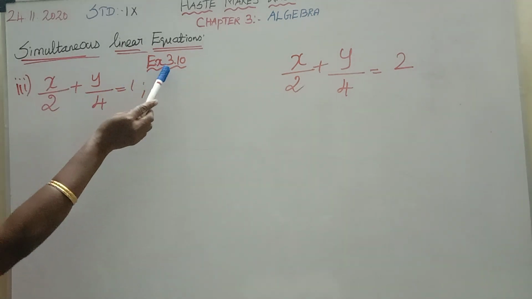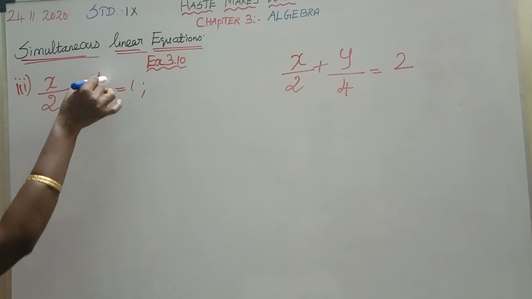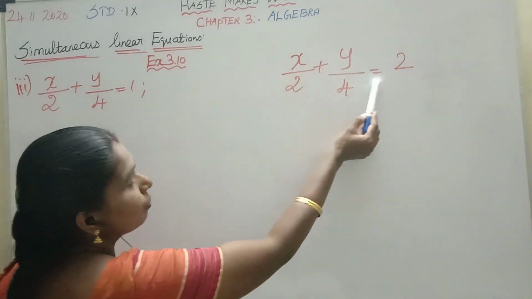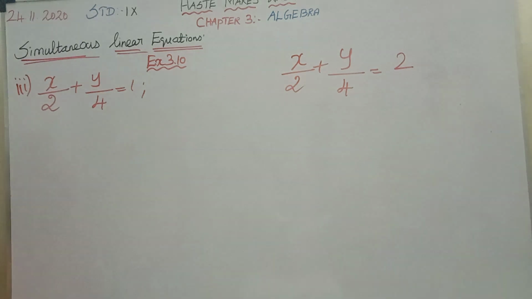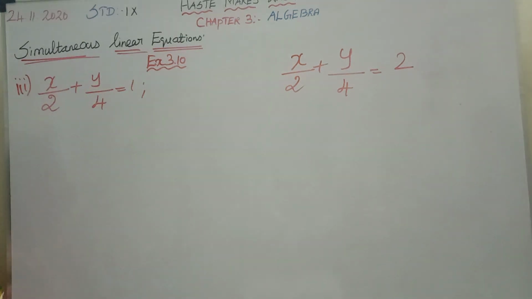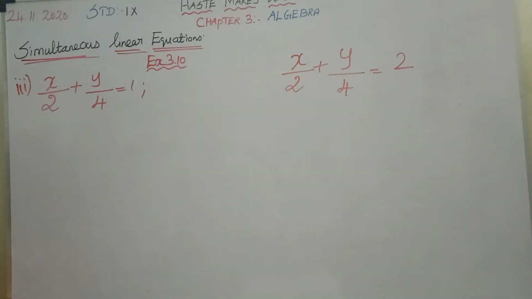Okay, exercise 3.10, second Roman third sum. x by 2 plus y by 4 equal to 1. And here x by 2 plus y by 4 equal to 2. Okay, if you look at the presentation, it looks the same, but the constant value differs here. First, what form should we bring it to? Yes, we have to convert into standard form.